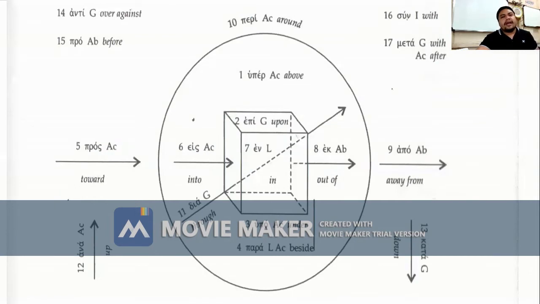So let's take a look at the graph of how and what is the use of these prepositions. The first one is huper. It is above, as you can see, above. So the box is our point of focus here. So above the box is huper. Second one is upon, and that is epi. Upon or epi. The third one is hupo. Of course, that is under. Huper, hupo. Above and under.